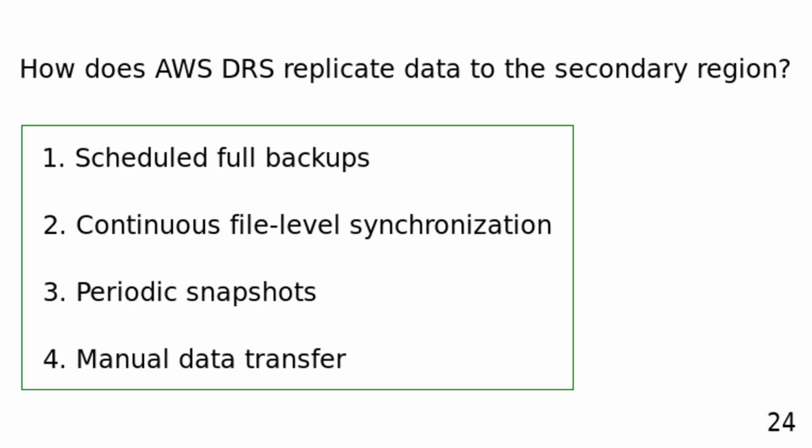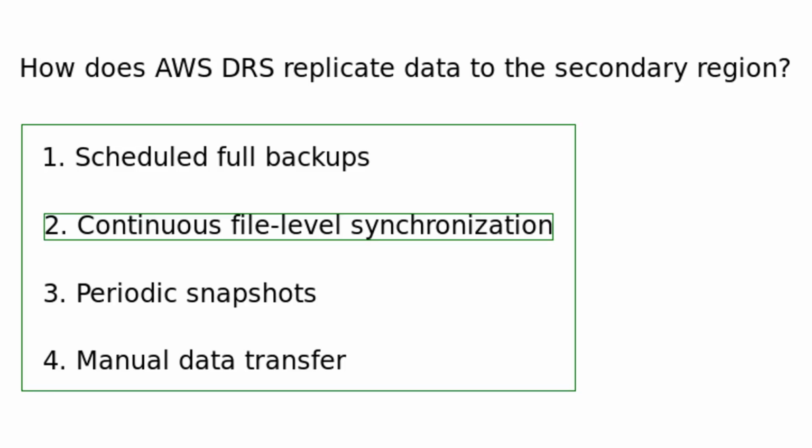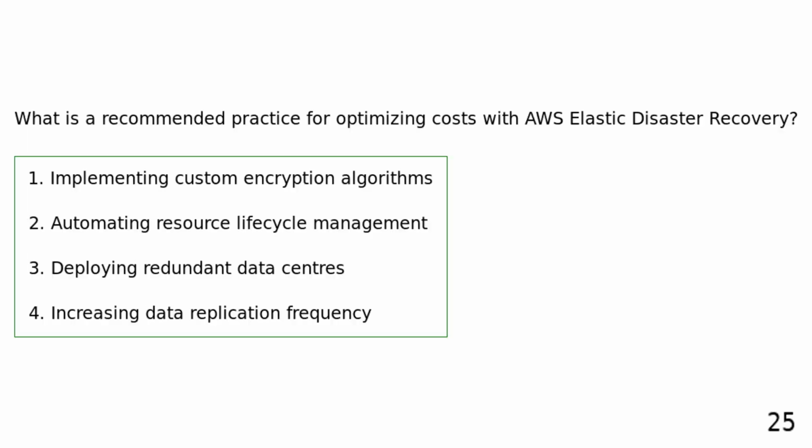How does AWS DRS replicate data to the secondary region? Scheduled full backups. Continuous file-level synchronization. Periodic snapshots. Manual data transfer. AWS DRS uses continuous file-level synchronization to keep data on the source server consistent with the replicated copy in the secondary region. What is a recommended practice for optimizing costs with AWS Elastic Disaster Recovery?